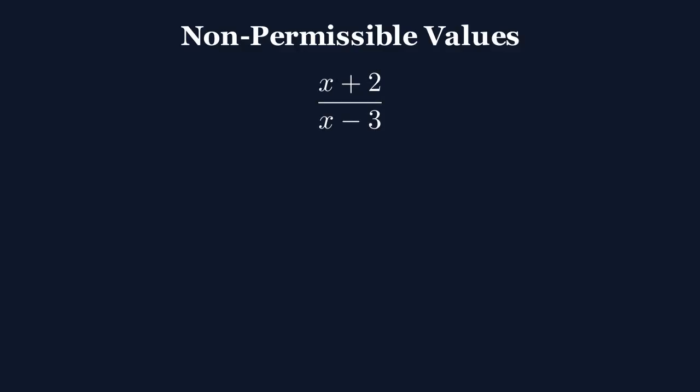For the expression x plus 2 over x minus 3, the denominator is x minus 3. Set x minus 3 equal to 0 and solve. We get x equals 3. That means x equals 3 is not allowed. Even if the expression later simplifies, we still remember this restriction.